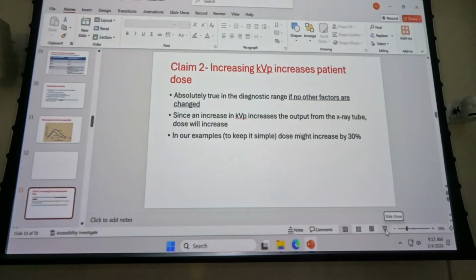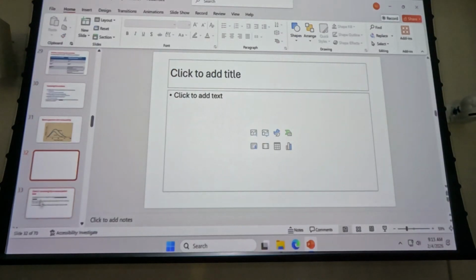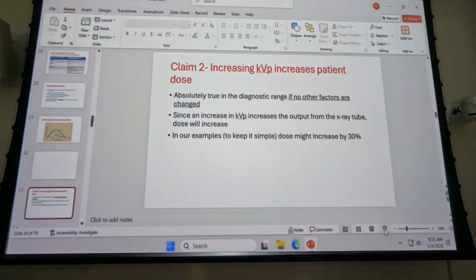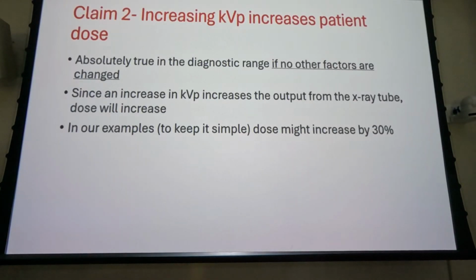So claim 2, increase in kVp increases patient dose. All right, so that is absolutely true in the diagnostic range, and that is because as we increase our kVp, we increase the quantity of photons that we create. Since the increase in kVp increases the output, that is quantity, and we tend to think quantity is mass, and it is, but mass is only quantity. So kVp is quantity plus quality plus penetration, plus all those other things. So we reserve quantity specifically for intensity, and intensity is mass.